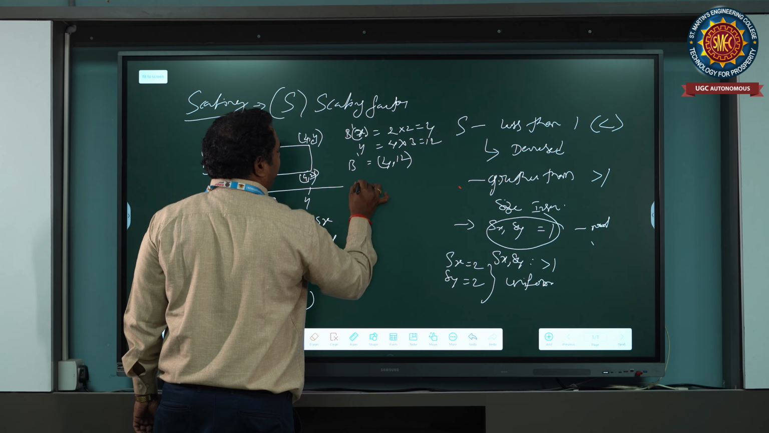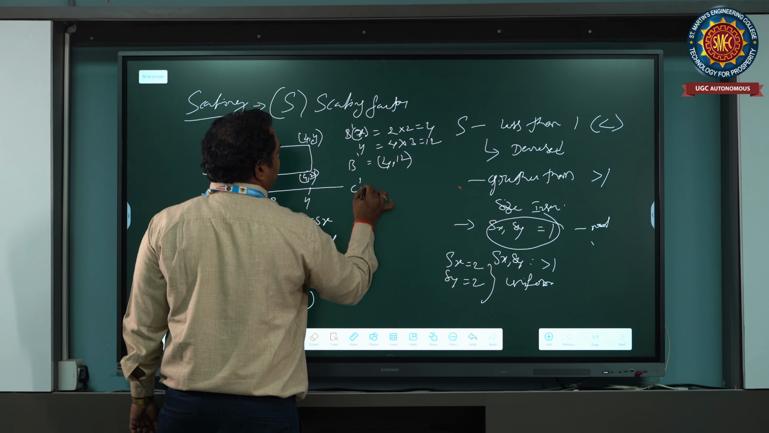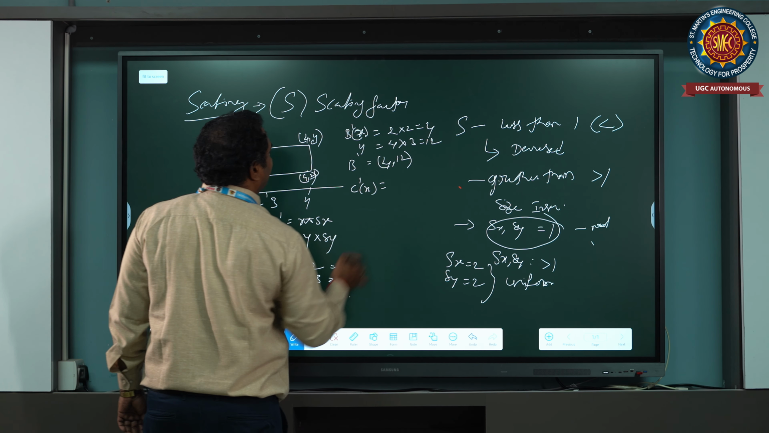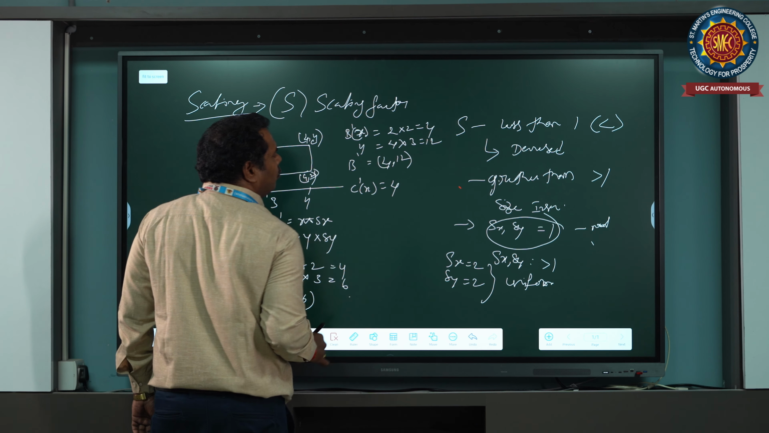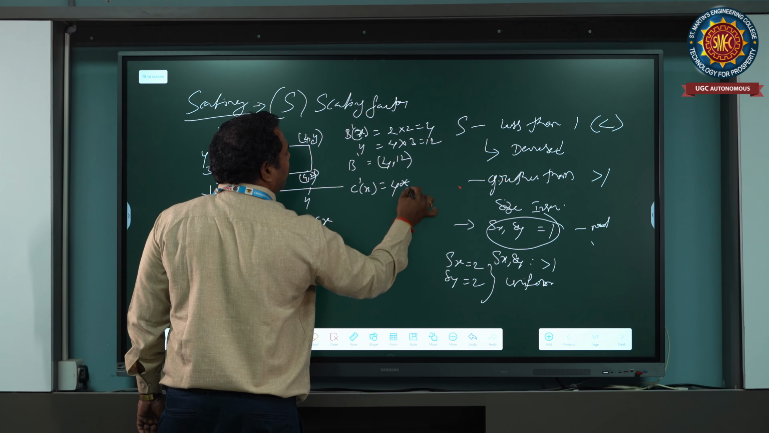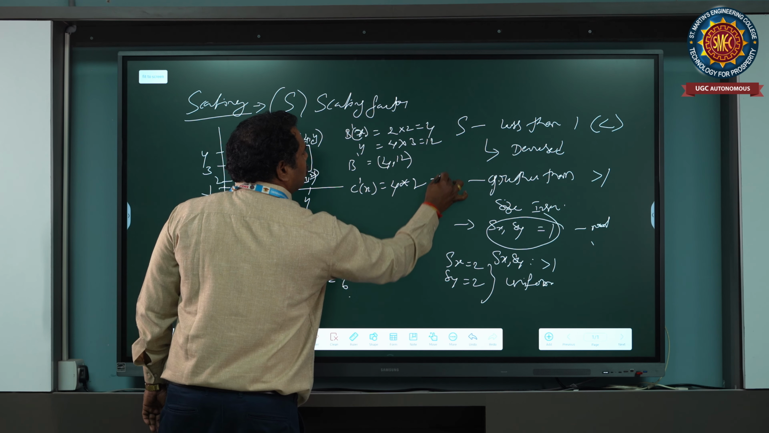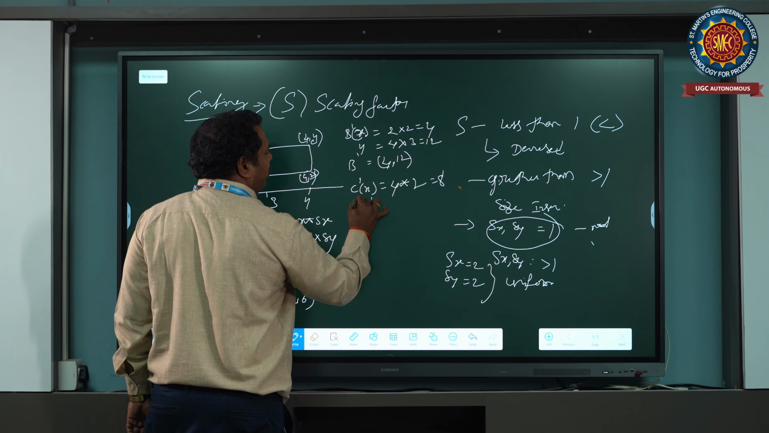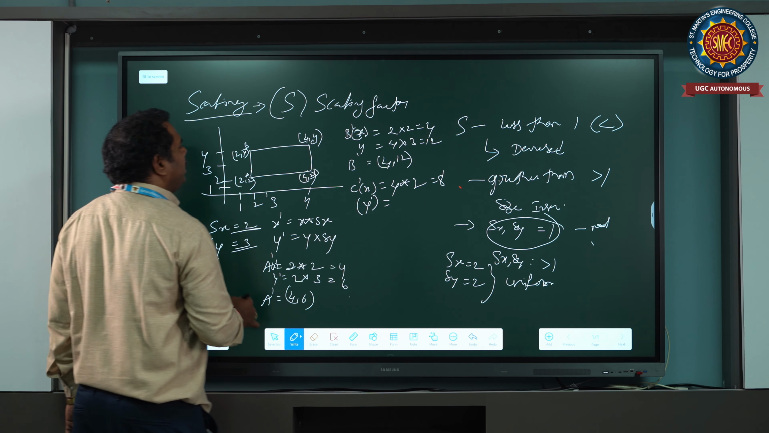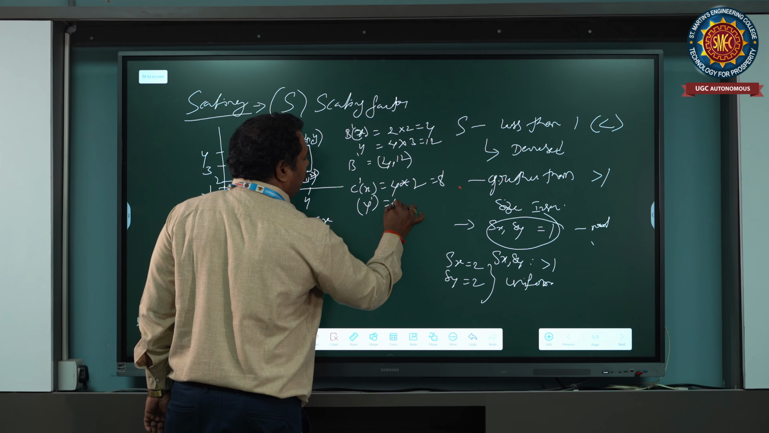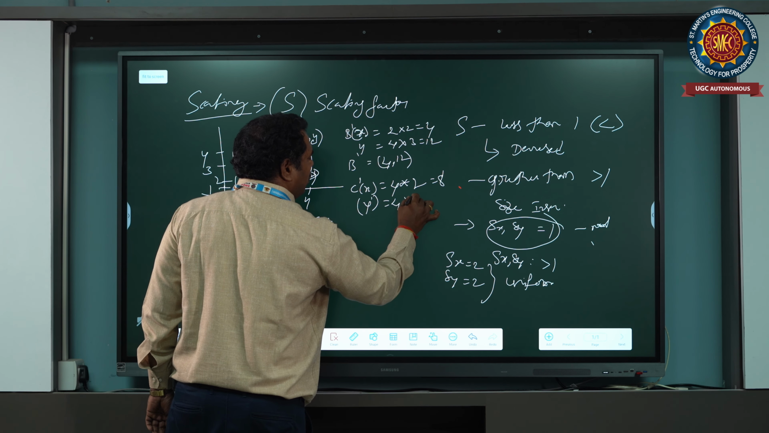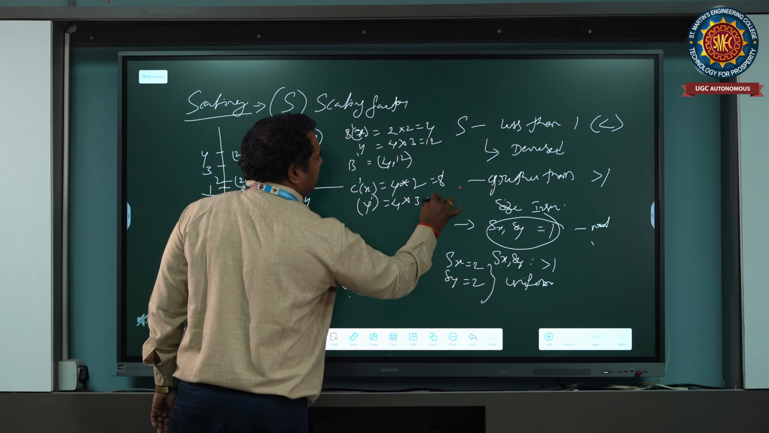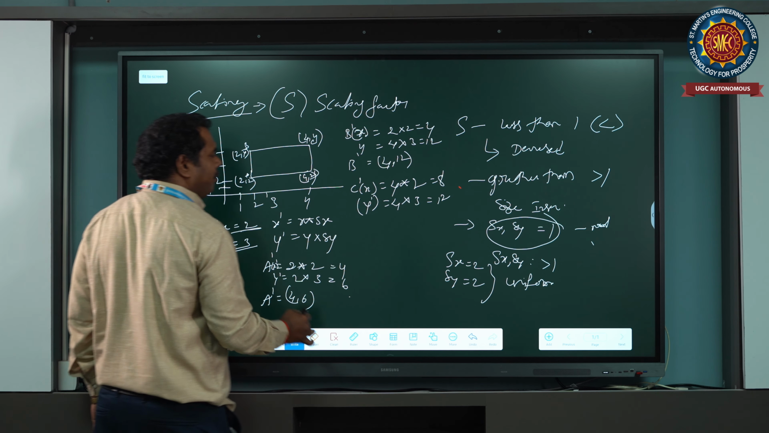Then you need to find the C bar value. C bar of x: the x value is 4 and Sx value is 2, so it is 8. Then the y bar of C: the y value is 4 and Sy value is 3, so it is 12.